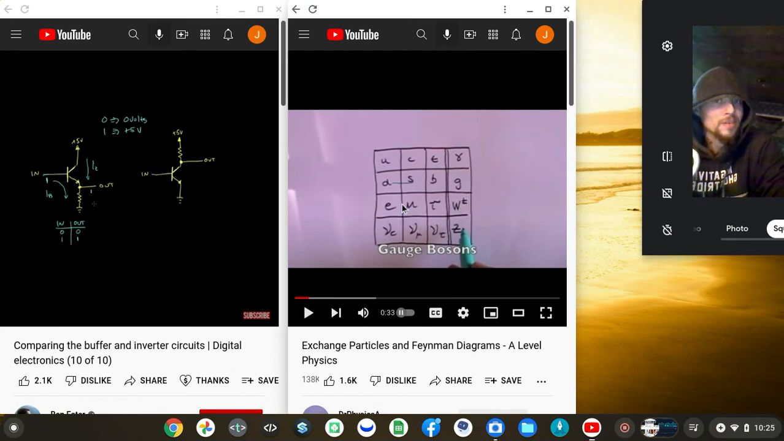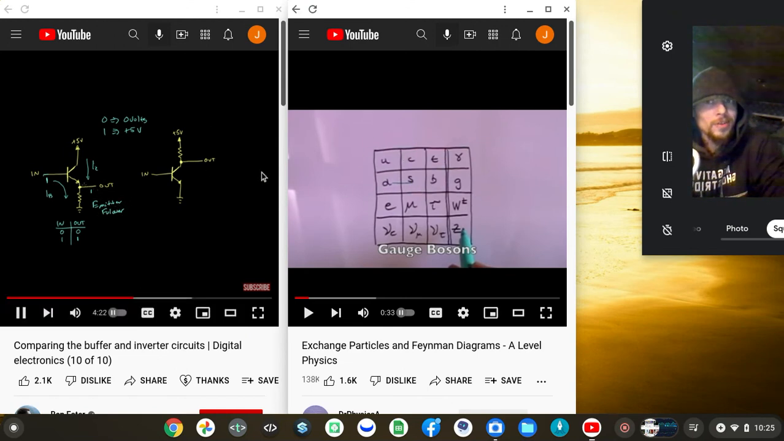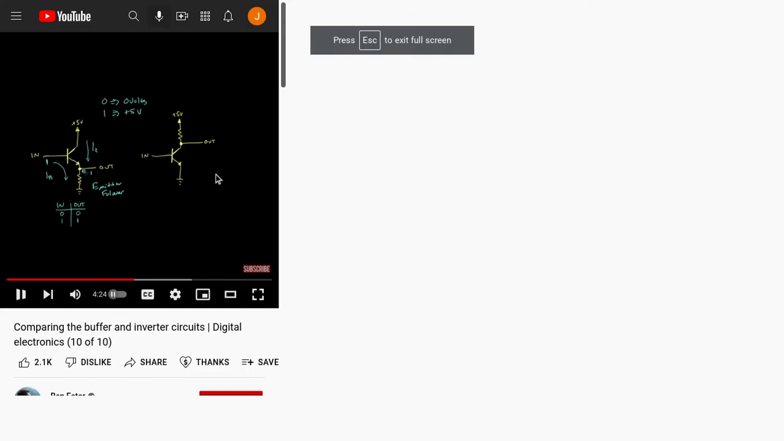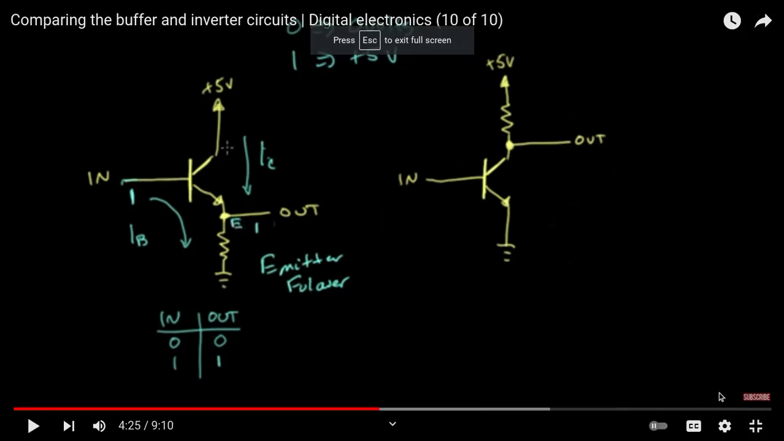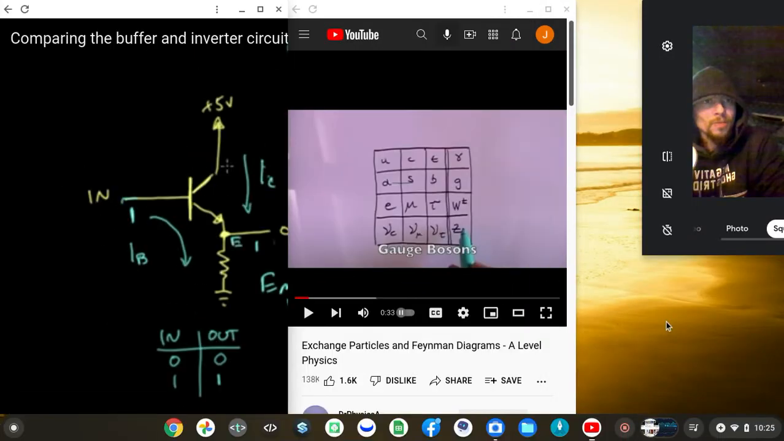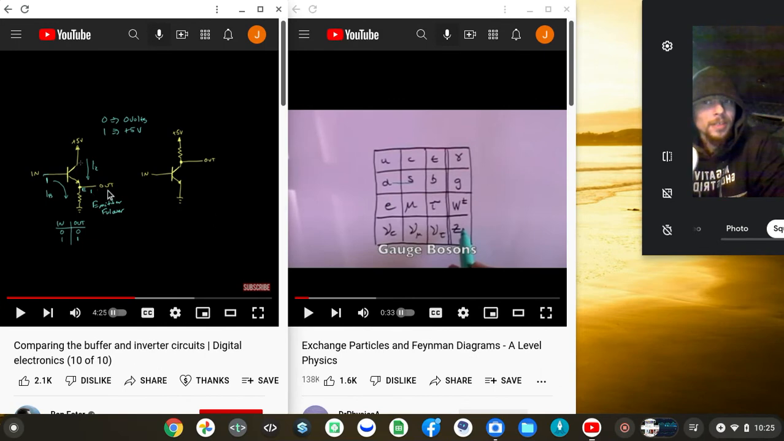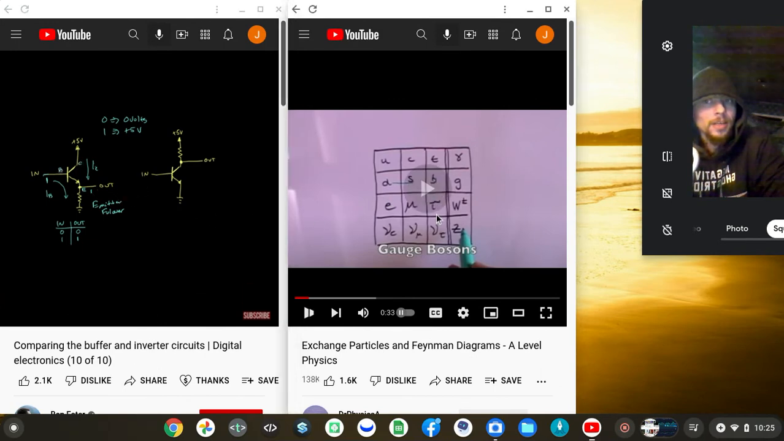Now this is called an emitter follower basically because the emitter follows the base. This is the emitter, this is the collector, this is the base of our transistor. The emitter follows the input, it follows the base.